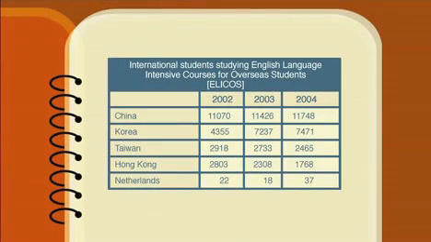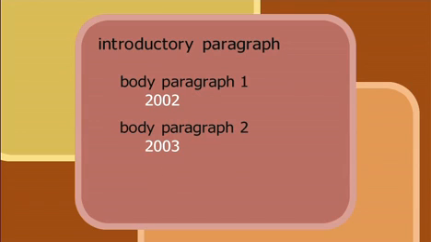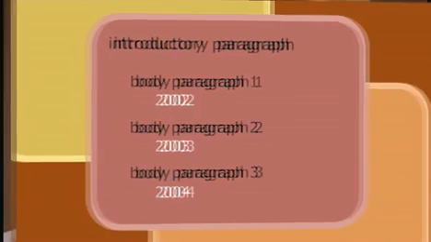Now let's finish with another example. Here's our data. It's a table. You can see that it shows data for the number of international students studying intensive English courses in Australia. We have the number of students in 2002, 2003 and 2004 for 5 countries: China, Korea, Taiwan, Hong Kong and the Netherlands. So how could you structure this essay? One option is to have body paragraphs for each of the 3 years. Within those paragraphs, you'd have to describe data for the 5 countries. You might be able to think of some other structuring options as well.